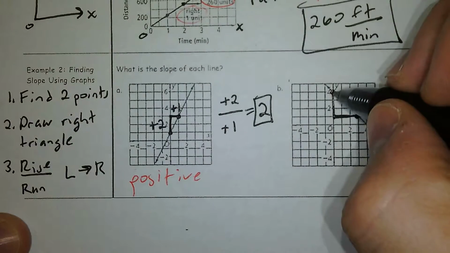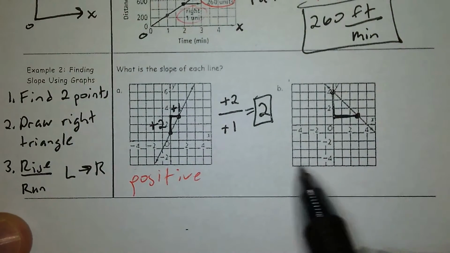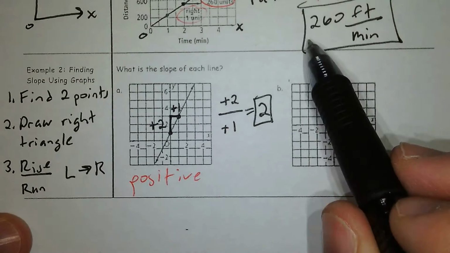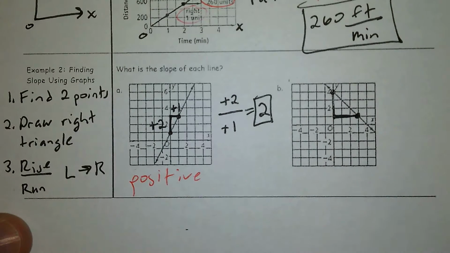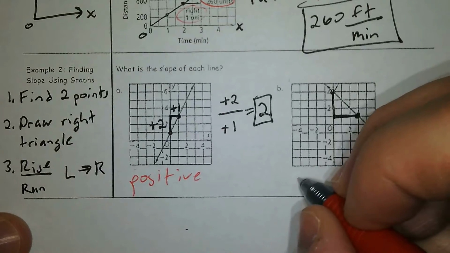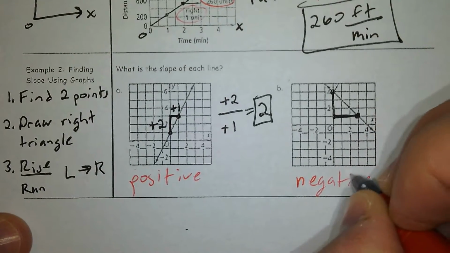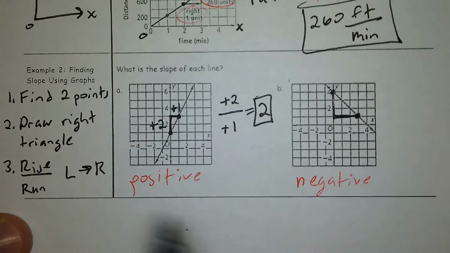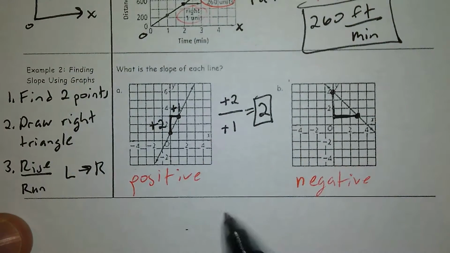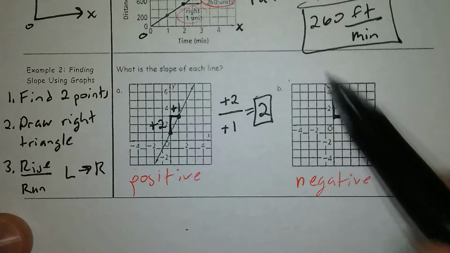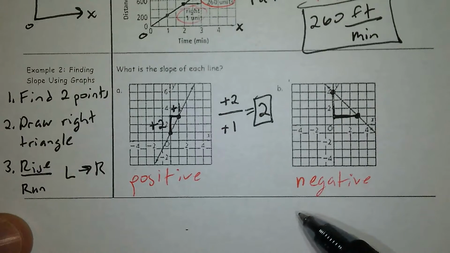Now this time, if we look at it from left to right, we should notice my graph is going in a downward direction. If my graph is going in a downward direction, we call that a negative slope. So if we read it from left to right and it's going up, it's positive. If we read it from left to right and it's going down, it's negative.